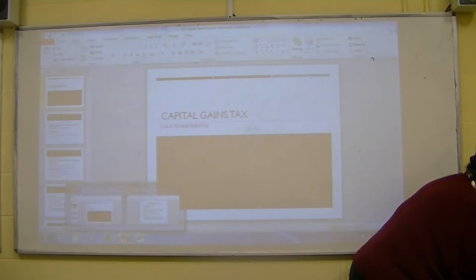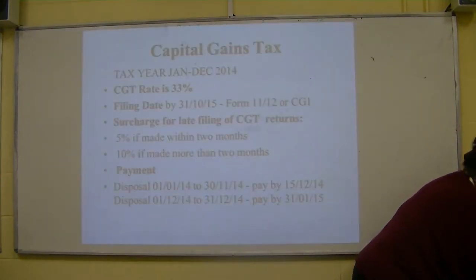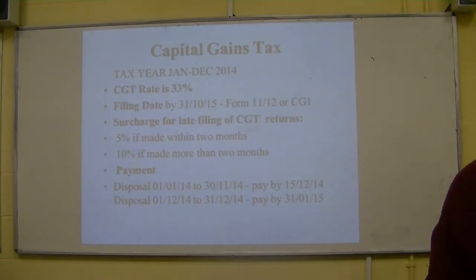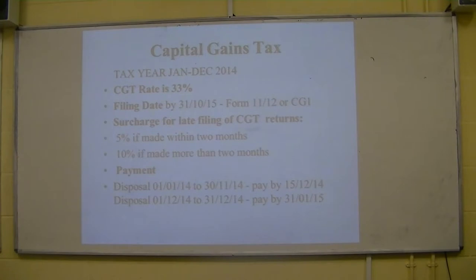Okay, so I'm going to start with this handout here. That's the one with the boxes in the front of it. And I'm starting on page 7 of that.